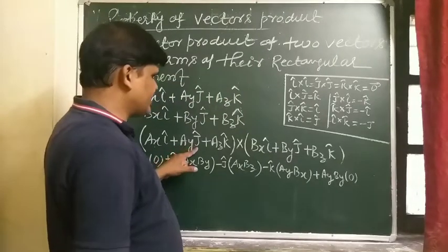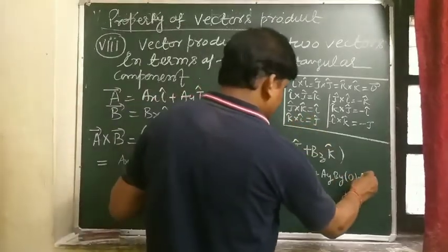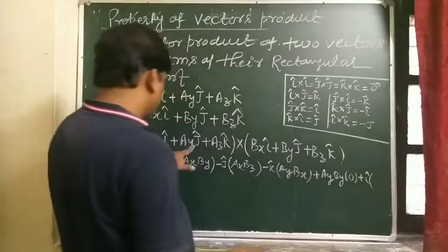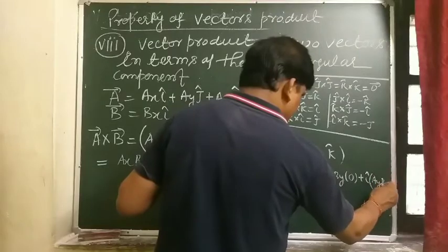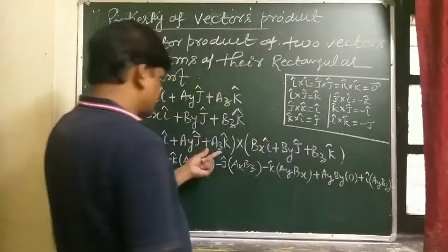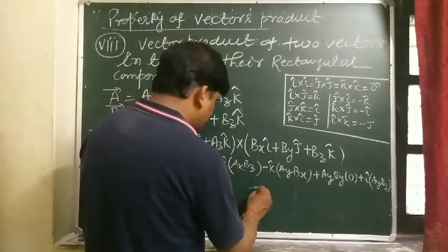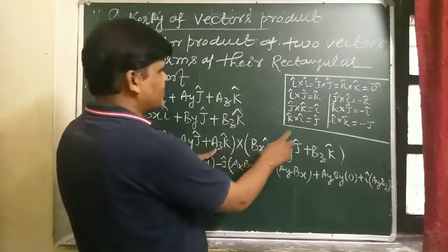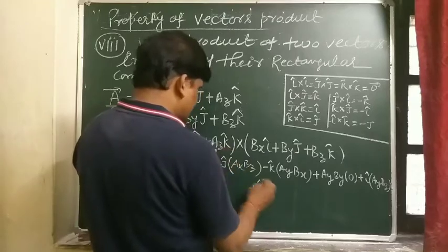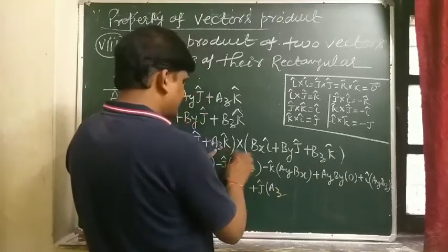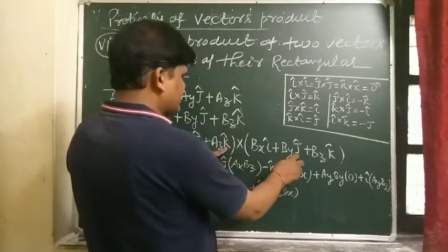Next, students, Ay j cap cross k cap: j cap cross k cap is i cap. So we write here i cap, Ay Bz. Next, k cross i. K cross i is j, so that is unit vector j, and Az Bx. Next, students, k cross j.